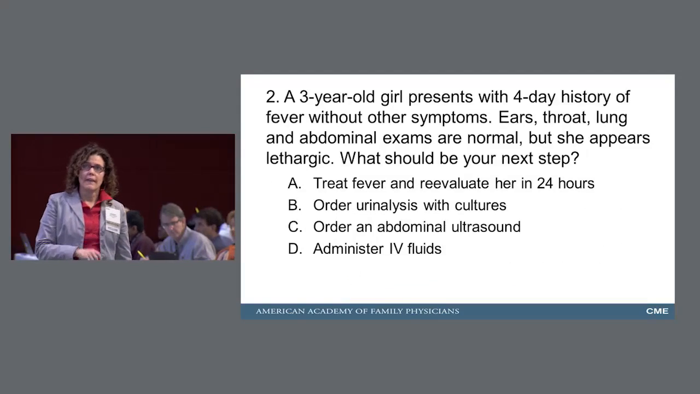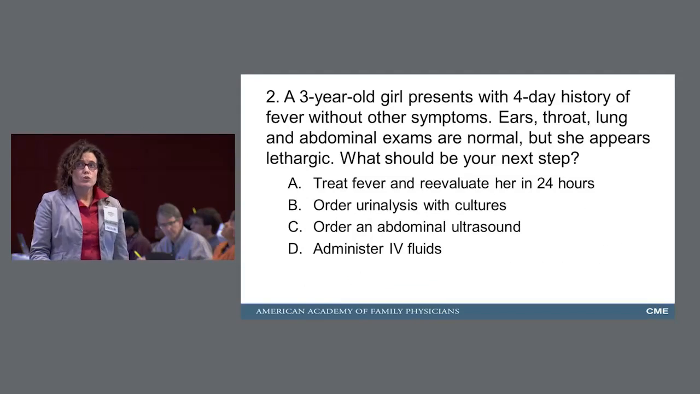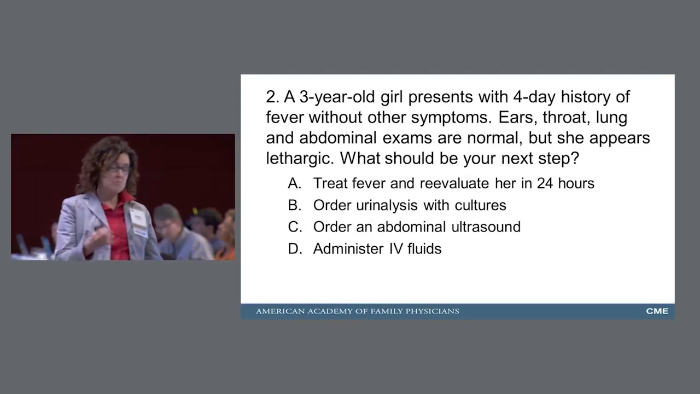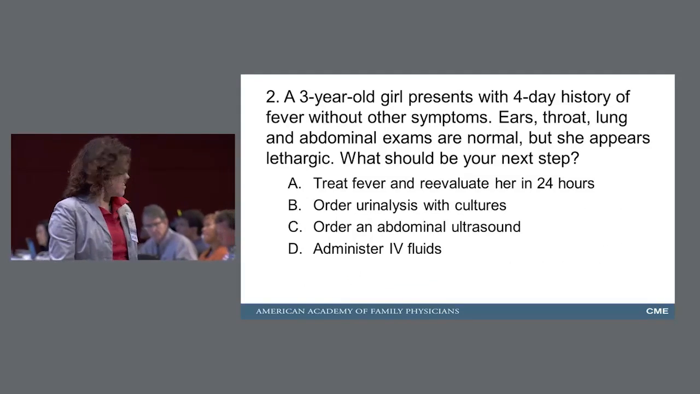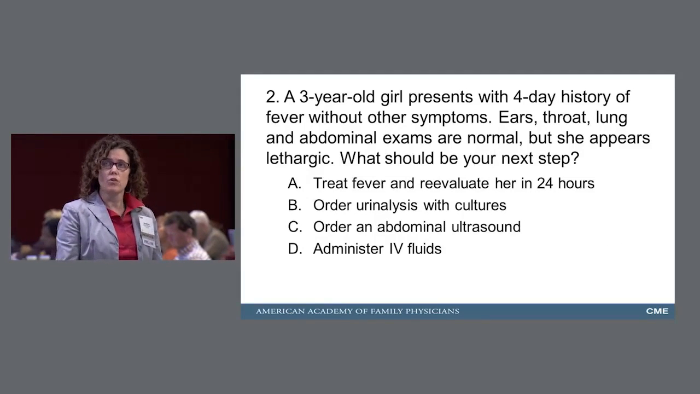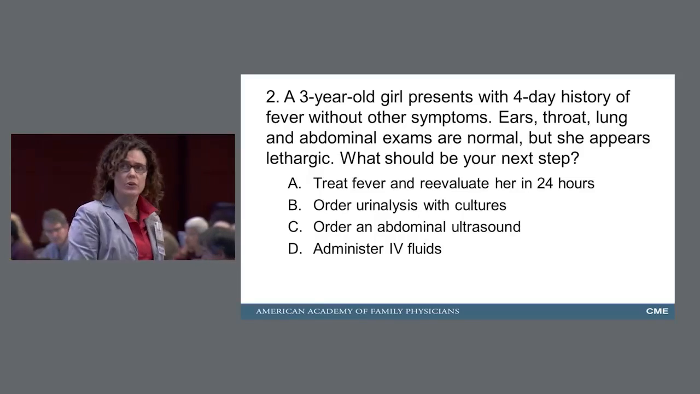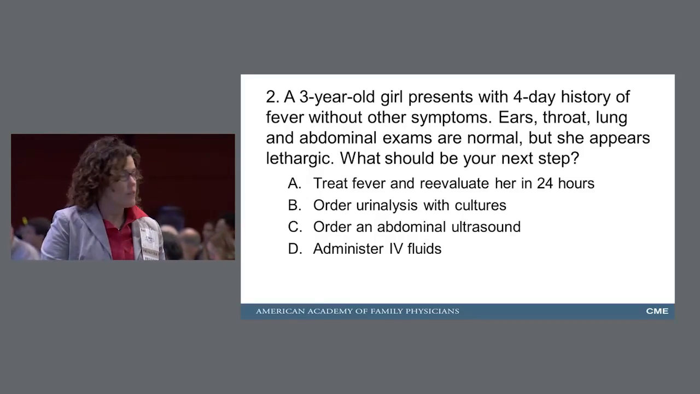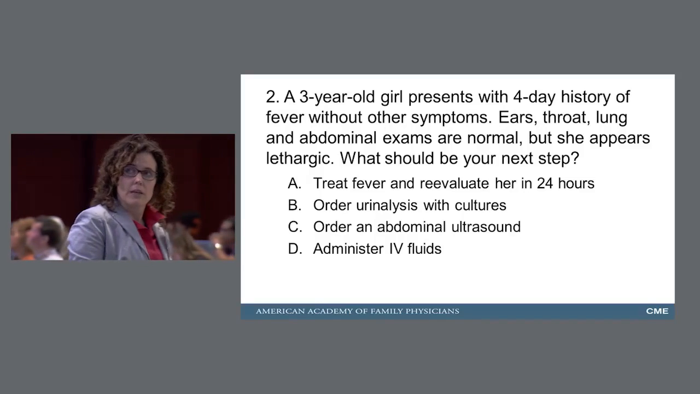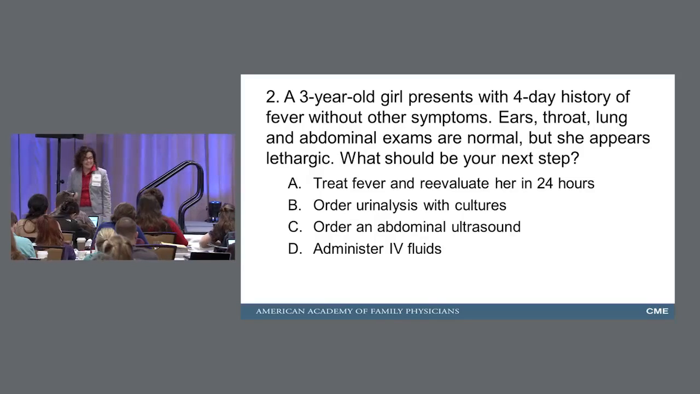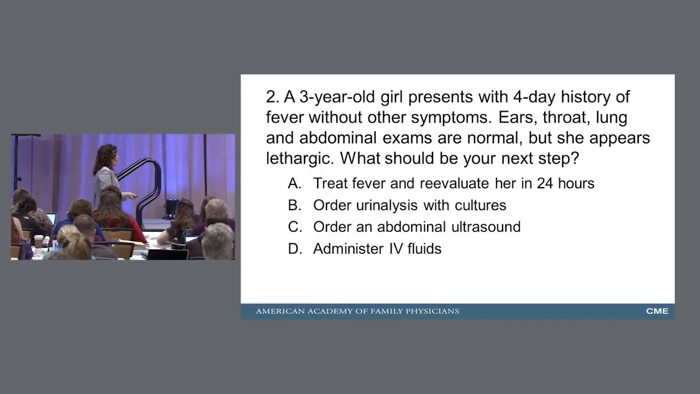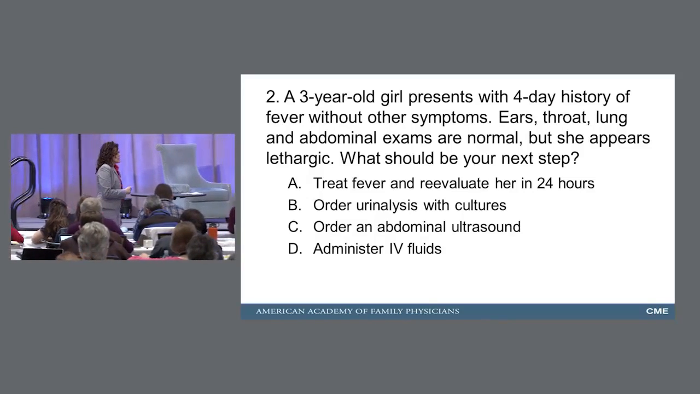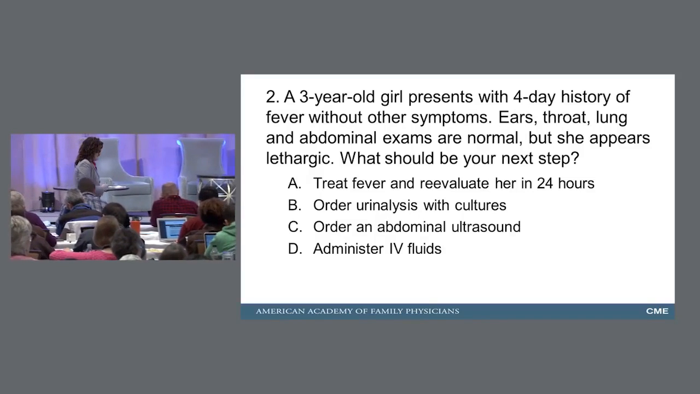All right, so you have a 3-year-old girl who comes with a 4-day history of fever without any other symptoms. On exam, her ears, throat, lungs, abdomen, everything seems completely normal, but she still looks really lethargic to you. What should be your next step? Would it be A, just treat the fever and reevaluate her in 24 hours? B, order a urinalysis with cultures? C, get an abdominal ultrasound? Or D, administer some IV fluids? This is a 3-year-old girl.